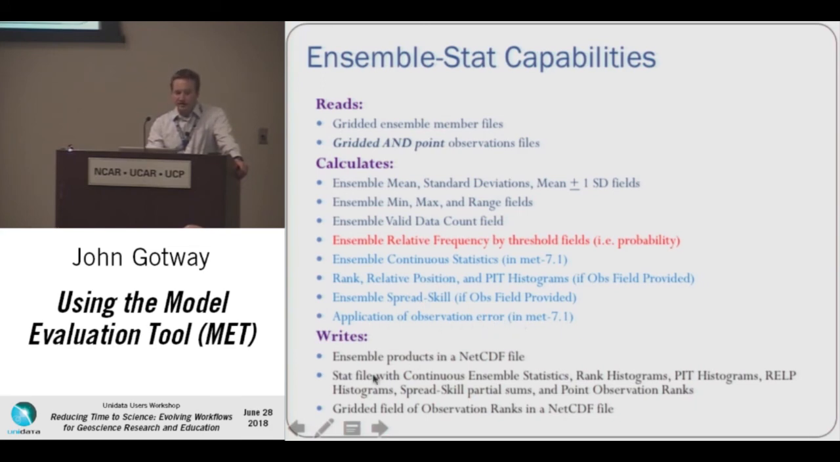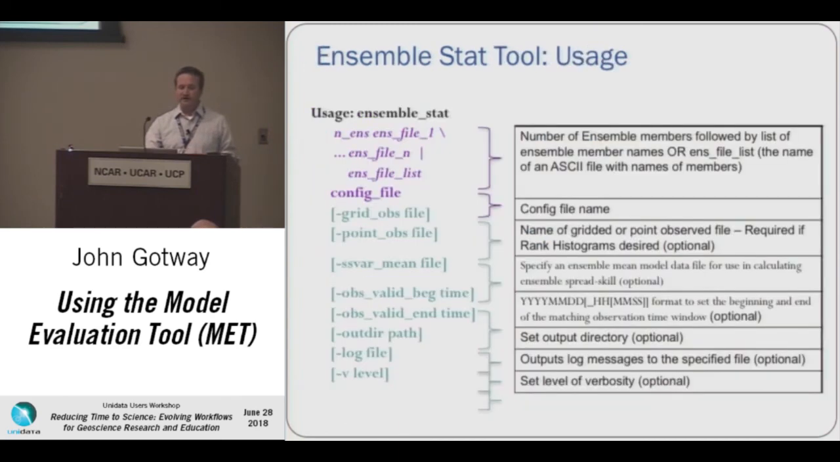So ensemble stat writes an ASCII file with things like the ranks and RELPs and a PIT histogram, probability integral transform histogram, that sort of thing. But it also writes a netCDF file which contains these ensemble products, like ensemble mean and the probabilities that it generated. That's what makes it a pre-processing tool. So we take those probabilities and we're going to evaluate them in point stat and/or grid stat. I'll skip over the usage here. This is just in our online or in-person tutorial. We go through the command line usage for each of the tools in a lot more detail.